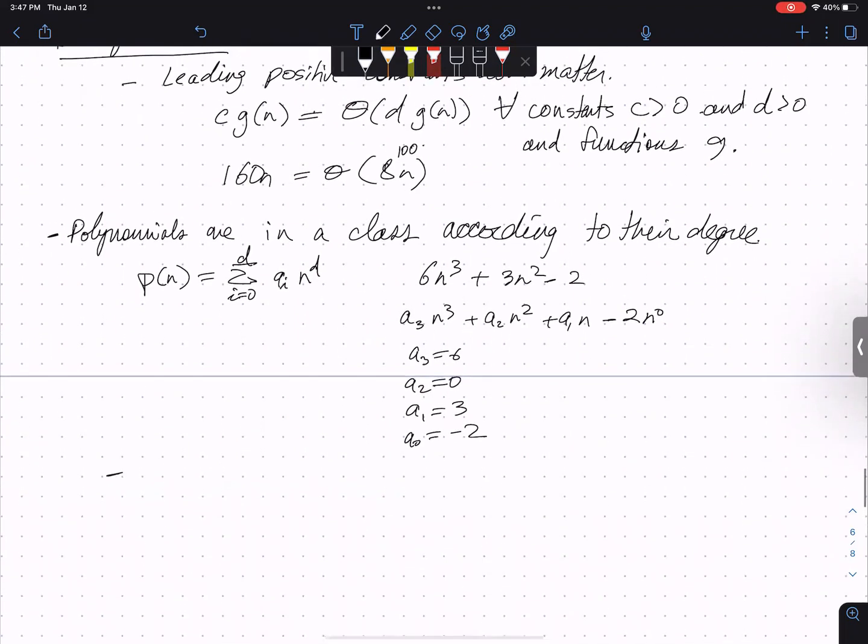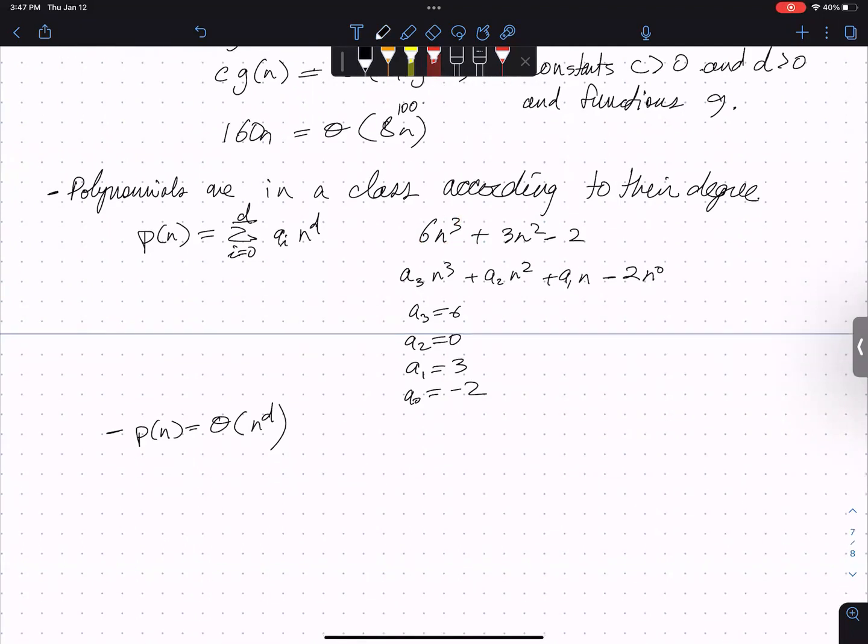So the property then is that P of n is theta of n to the d. Basically, a polynomial of degree d grows as n to the power of d. All this other stuff doesn't matter for the asymptotic notation. We just care about the biggest degree. Moreover, it's in a class by itself. So P of n is little o of n to the d plus epsilon for all epsilon greater than 0.